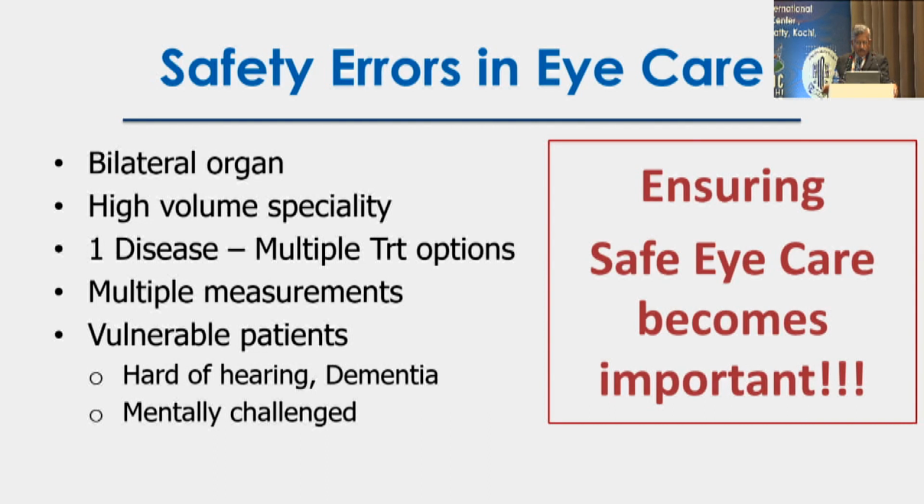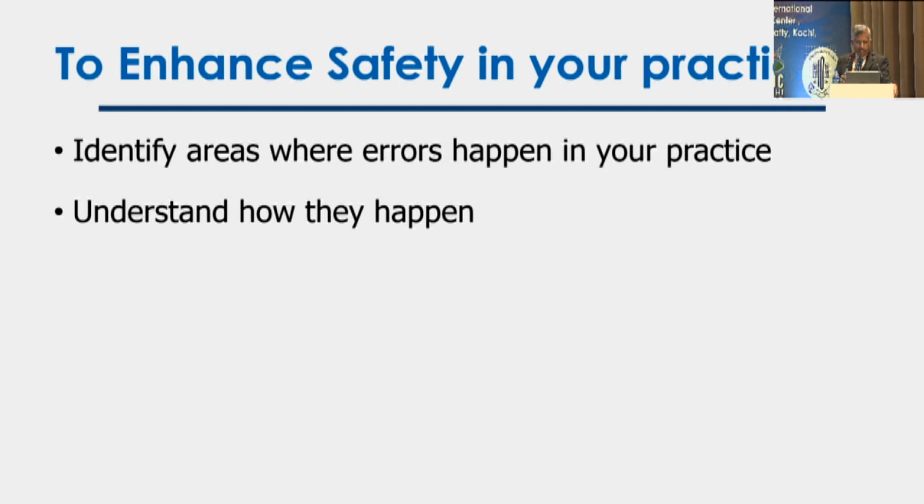And again, to conclude, ophthalmology, as I said earlier, is a bilateral organ. So ophthalmology has the highest incidence of wrong-site sentinel events across all specialties. Each disease has multiple treatment options, there are many measurements, and we are also handling a lot of vulnerable patients. All of that makes ophthalmology error prone.